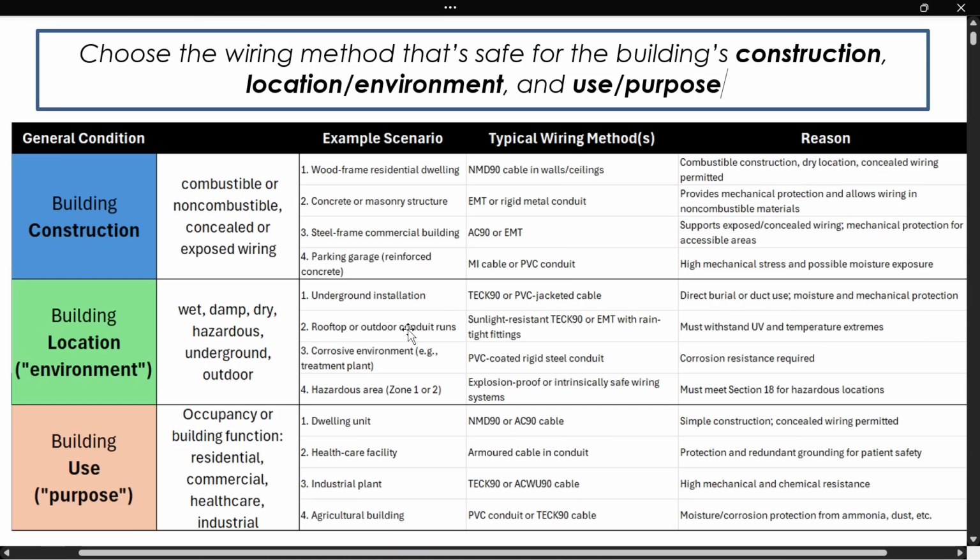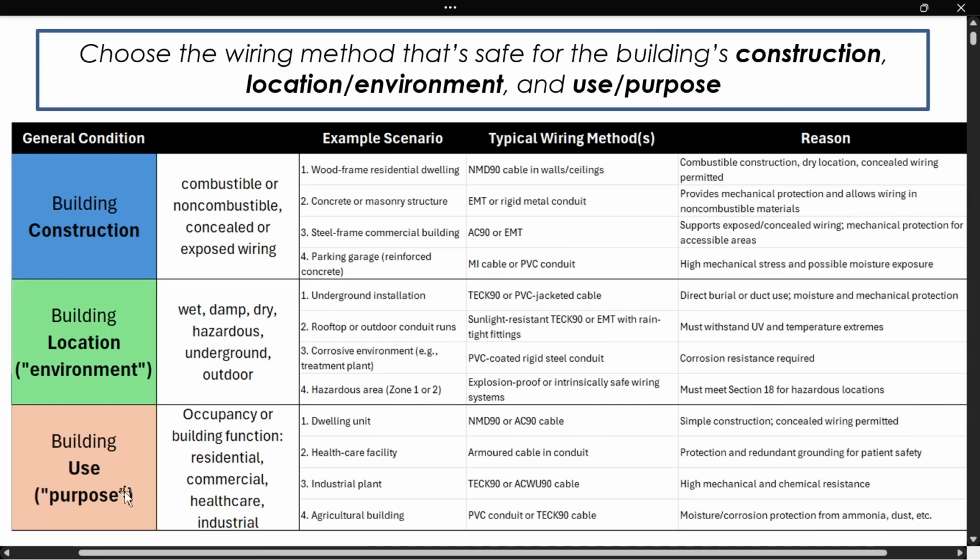What if it's on a rooftop or outdoors? Well, then you have sunlight and you have temperature extremes. So we have to have a UV-rated type of material or wiring method. And we could have a corrosive environment where corrosion resistance is required, or it could be a hazardous area. I know in the Canadian Electrical Code, then we need to go to Section 18 for hazardous locations. So the location really does drive that moisture protection and those temperature ratings and the mechanical barriers that are required, for example, in the underground installation.